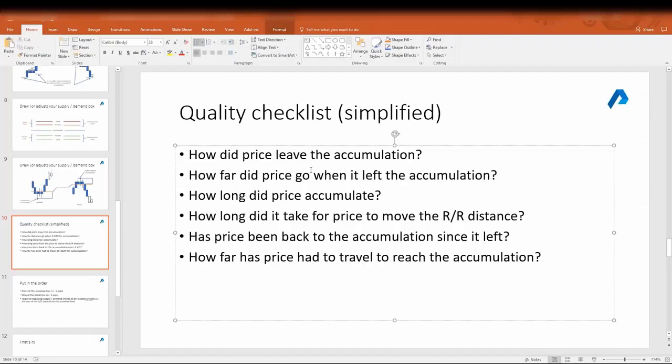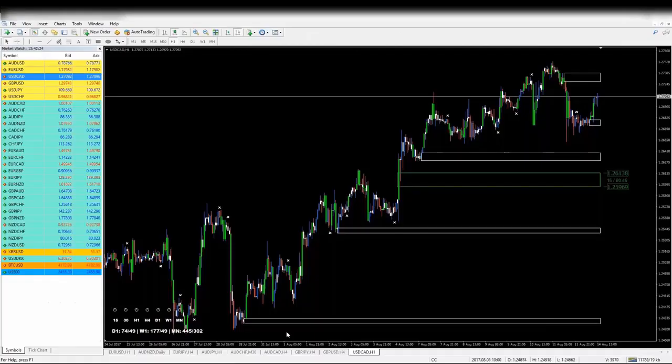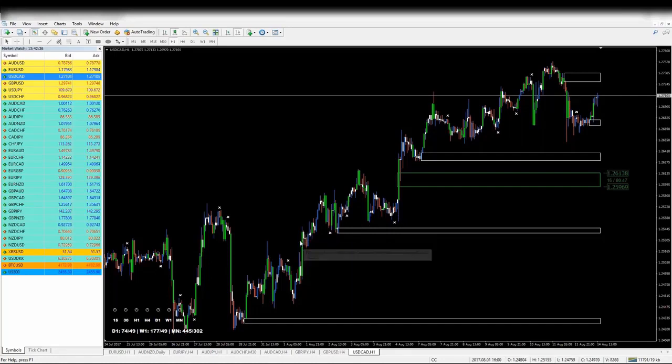Okay, if we have a look, has price been back to the area of accumulation since it left? If you look at this one, no, price hasn't. If you look at this one, price has actually not been back all the way here. This is actually a reaction to this. So this is actually not demand. Can you see why it's not demand?